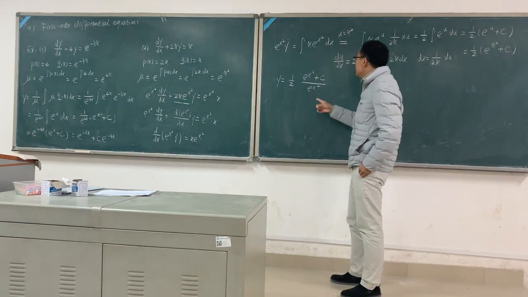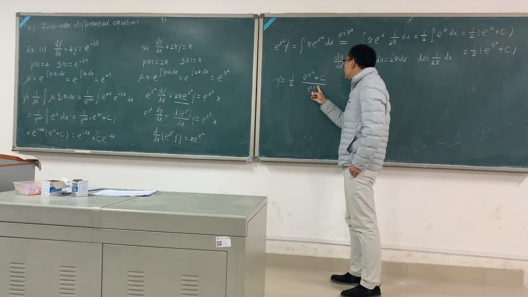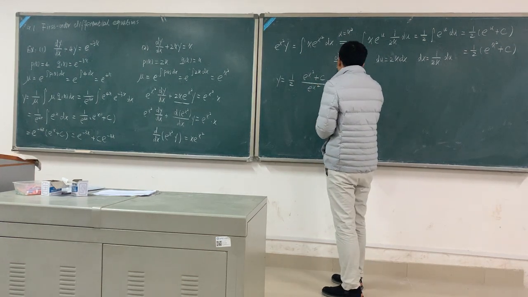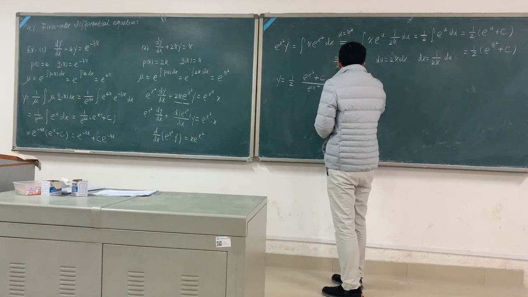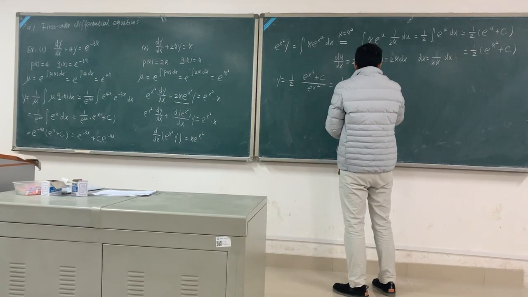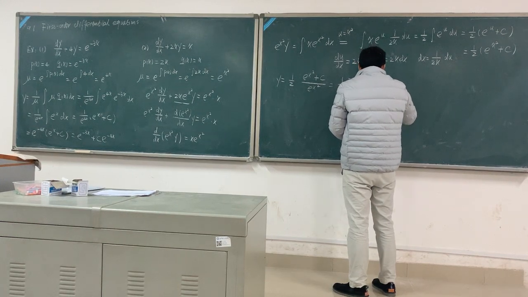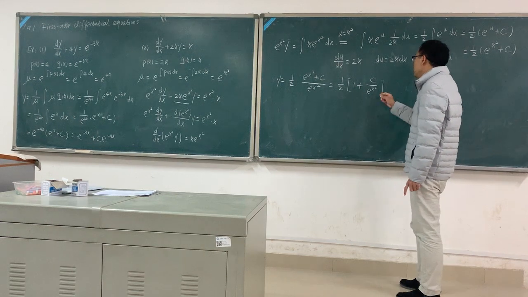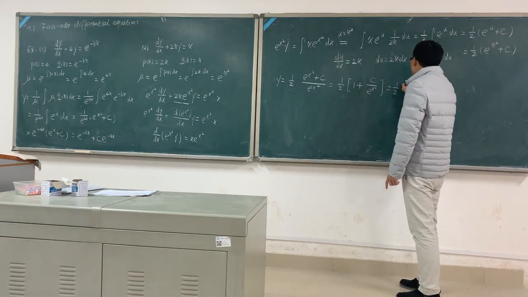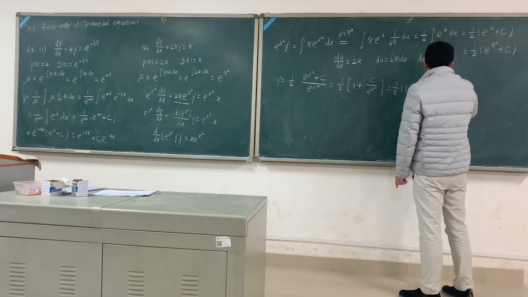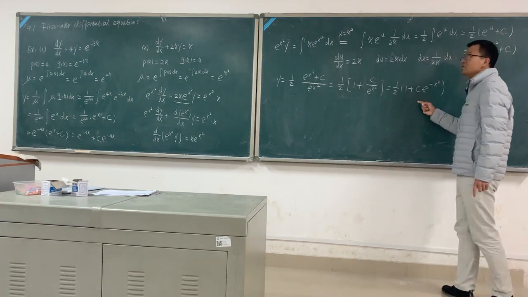So from here we can see e to the power x squared divided by e to the power x squared is 1. So the result actually is half times (1 plus c times e to the power minus x squared). So this is the answer.